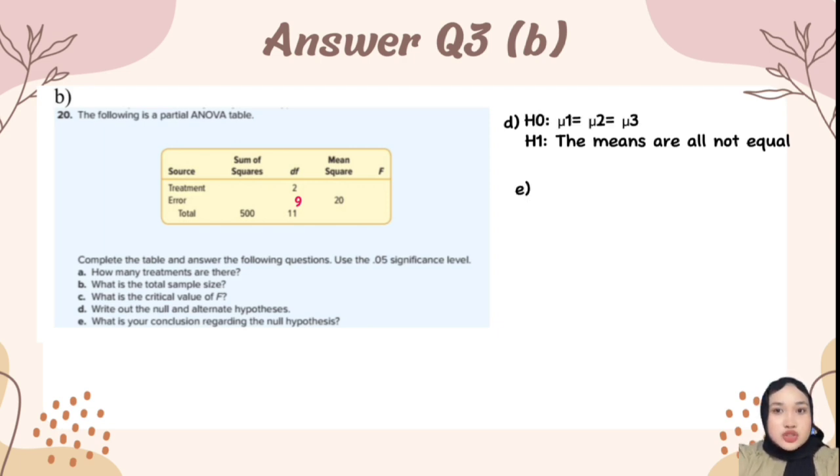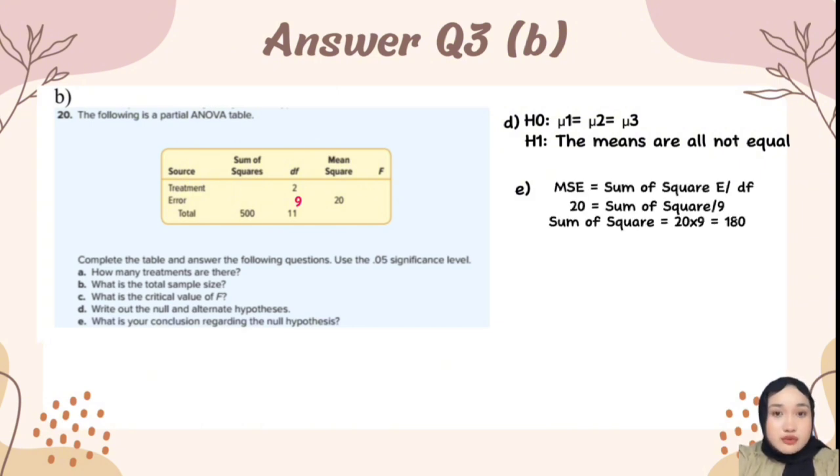What is your conclusion regarding the null hypothesis? To find the conclusion, we have to complete the table first. Firstly, we already got the total sum of square. Now we need to find the sum of square error from the mean square error. The degree of freedom error and the mean square error we already got, and we just change the place using the mean square formula. And we got 180.